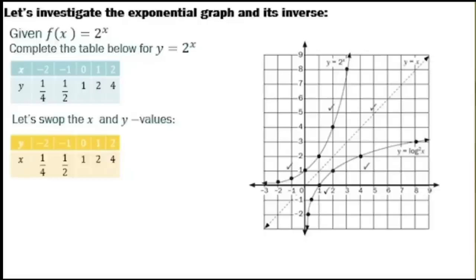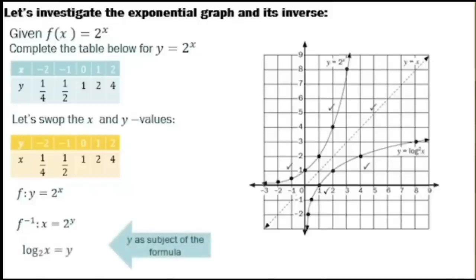So how do I obtain the equation of the inverse? I start by writing down my original equation, y equals 2 to the power of x. Then I swap my x and my y coordinates, so x equals 2 to the power of y. Now I need to make y the subject of the formula. Please remember, if you have an exponential equation and you need to make the exponent, which in this case is y, the subject of the formula, you need to write it in logarithmic form. So y equals log x with a base of 2. Please ensure, grade 12s, you are able to write your equations from exponential to logarithmic form and from logs to exponents.